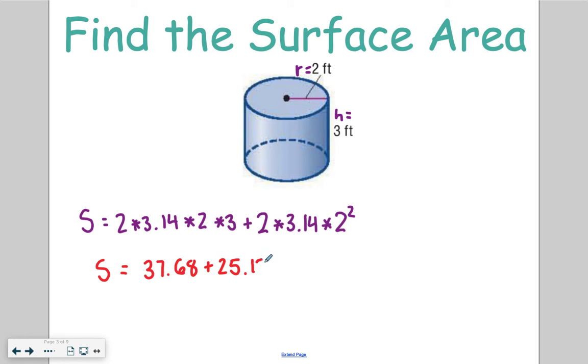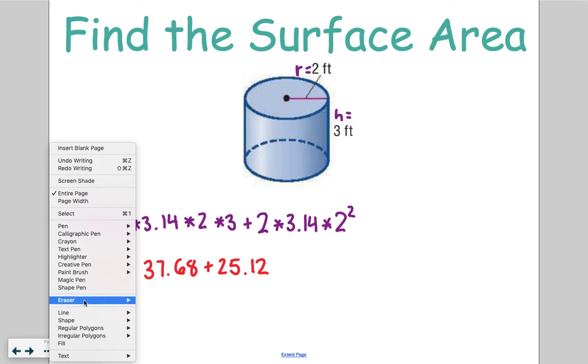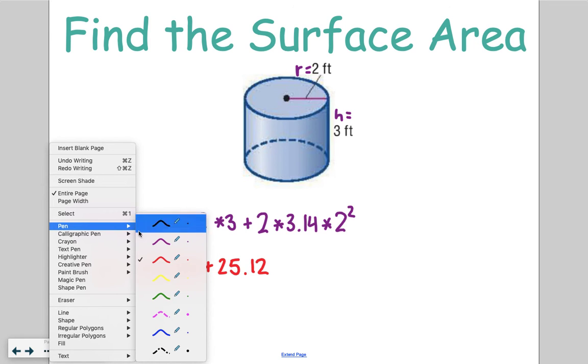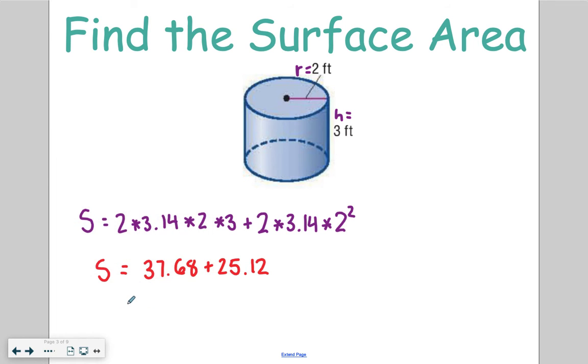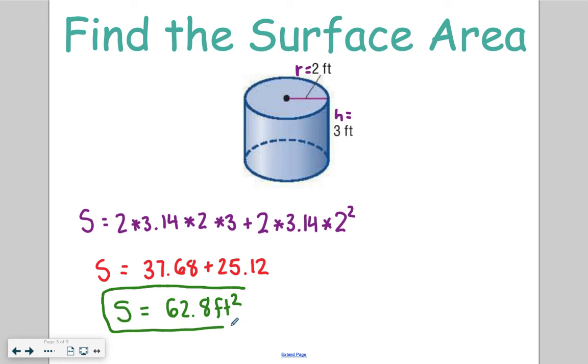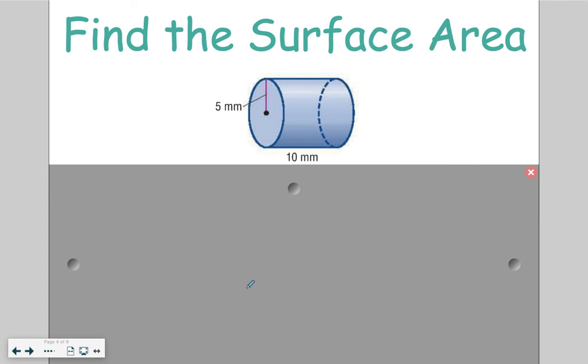And then to finish the problem, we need to add those values together. So when I do that, I'm going to end up with surface area is equal to 62.8. And then we've got feet, and again, all area measurements are squared. So around the entire outside of this cylinder, it is 62.8 feet squared. Go ahead and try this one on your own.